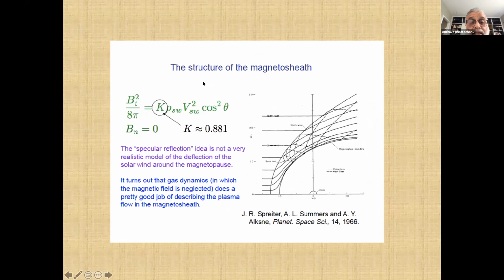And the basic idea, specular reflection, is highly idealized. The number turns out to be more of the order of 0.881. Nonetheless, this model has enormous value. We don't quite get it right. We're off by a factor of 2, but that's not bad at all for a qualitative model. And that's why, when we were having this question and answer the other day, Dana commented that if you do Chapman-Ferraro, you get a magnetopause distance that isn't bad, really isn't.